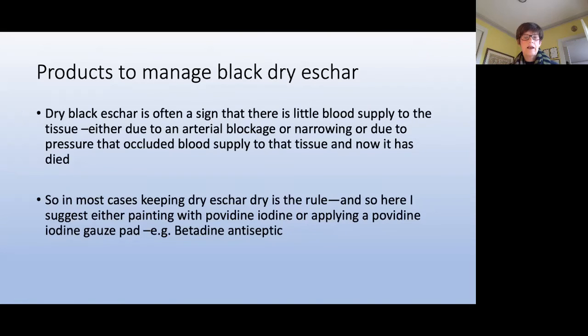To manage black eschar, it's often a sign that there is a blood supply problem, either due to an arterial blockage or narrowing, or due to pressure that occluded the blood supply, and so the tissue is now dead. In most cases, if you have dry black, the rule is to keep it dry. So you're either going to paint it with povidone iodine or apply a povidone iodine gauze pad.